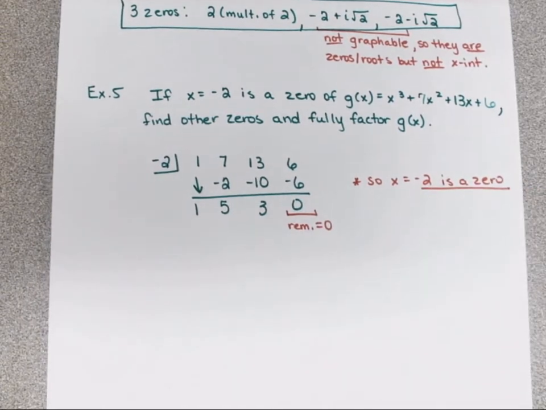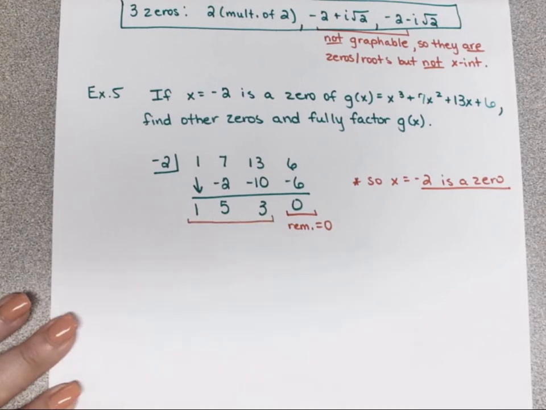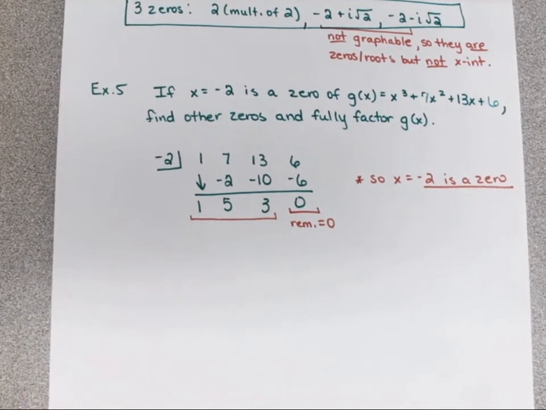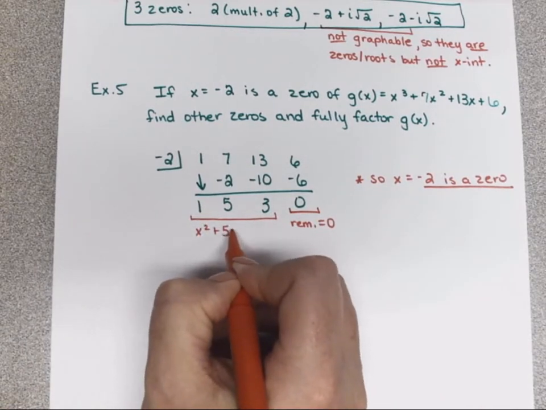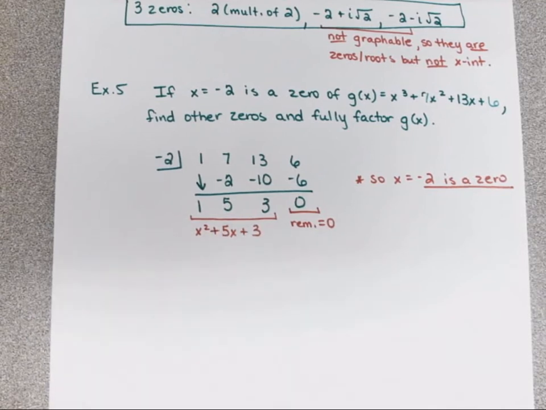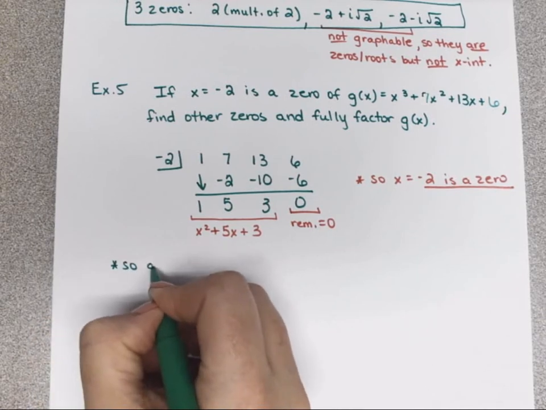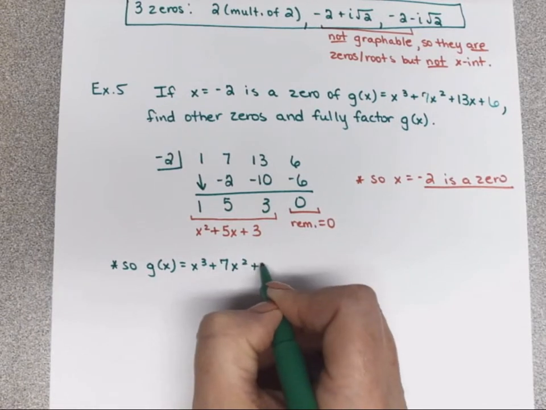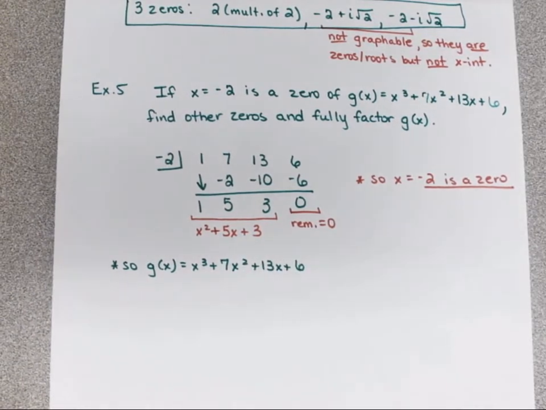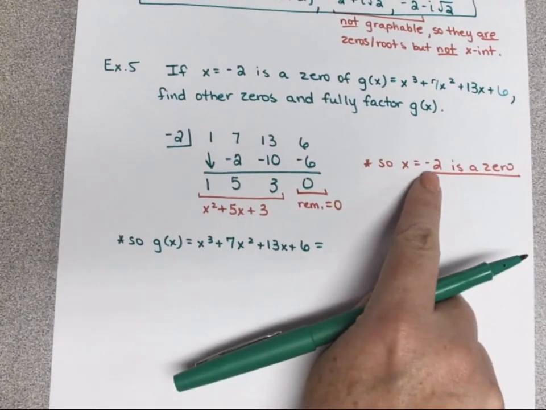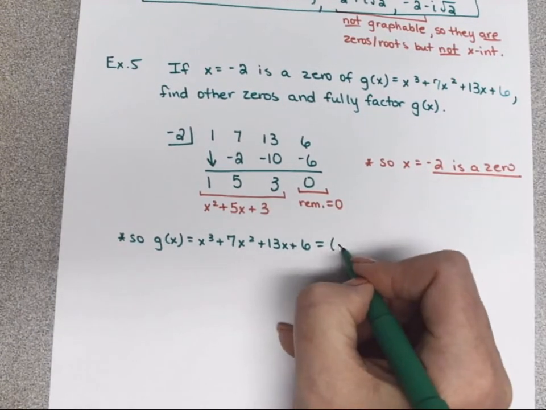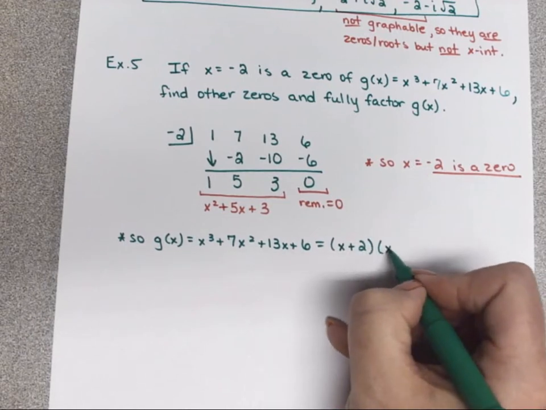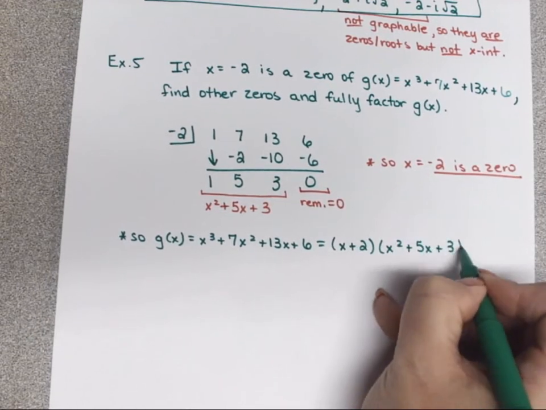So you might think, well, why did we do that? The reason is because we needed to get down to a reduced equation. We started with a cubic, which we're not really sure what to do with. What do we end up with? x squared plus 5x plus 3. So we're ready to say what it factors into. Here's what we started with, x cubed plus 7x squared plus 13x plus 6, and that's going to equal what? What do I get for a negative 2 root? Yeah, x plus 2, and then I get x squared plus 5x plus 3.